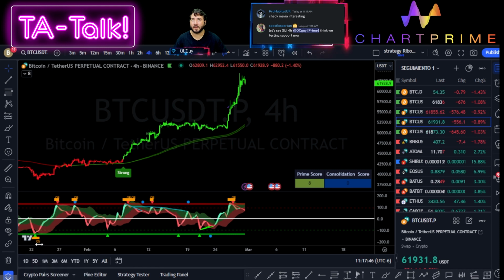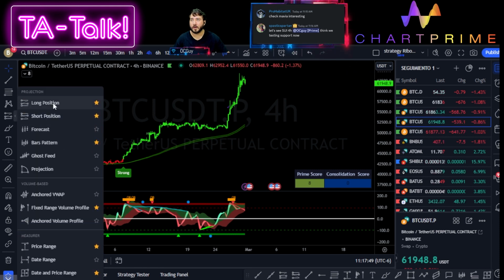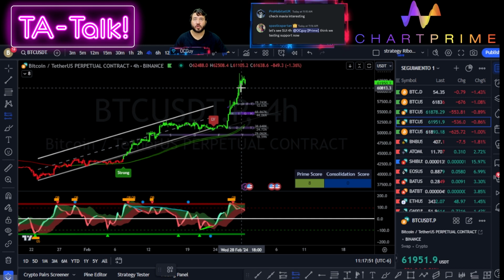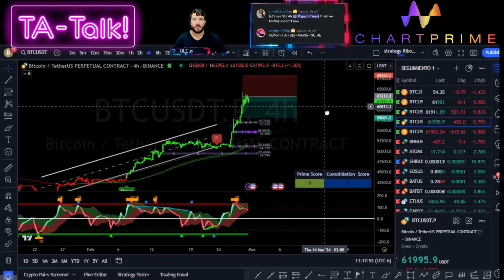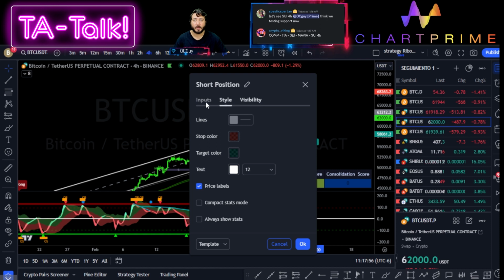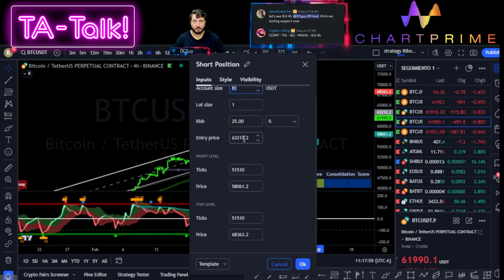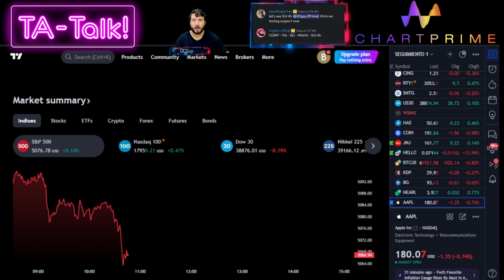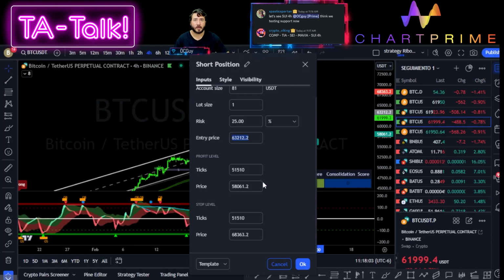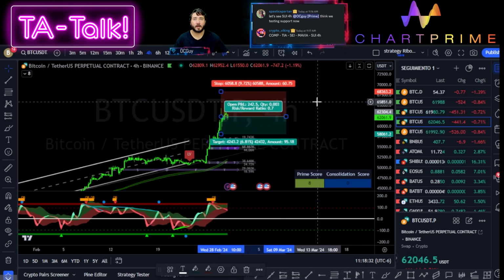Let me remove everything, and then I'm going to place a short position somewhere around here. Then I'm going to double click, go to inputs, and under inputs I'm going to set my entry price. Let me take a look at what it was. Open short 62,304.40. Perfect. So that was my entry right there.